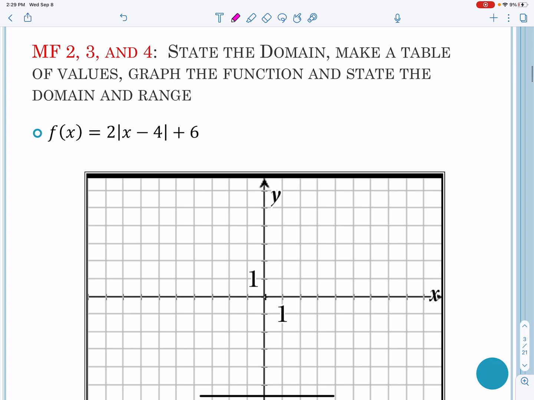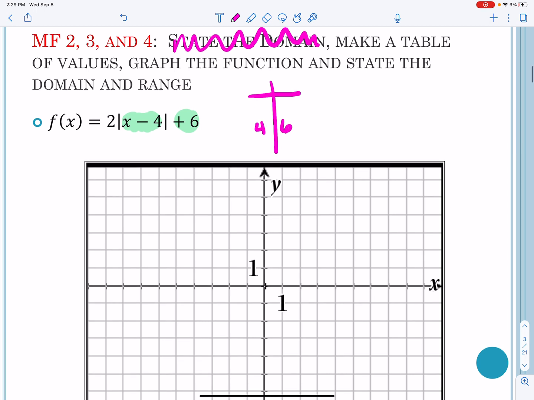On the next part, I don't know why it says state the domain twice. So it wants me to make a table of values, graph the function, and state the domain and the range. So if I make a table of values, I'm not going to be crazy. I know that this is going to be shifted right 4, up 6. I know that this thing is going to be shifted right 1, 2, 3, 4, and up 1, 2, 3, 4, 5, 6. Okay, that is going to be my vertex.